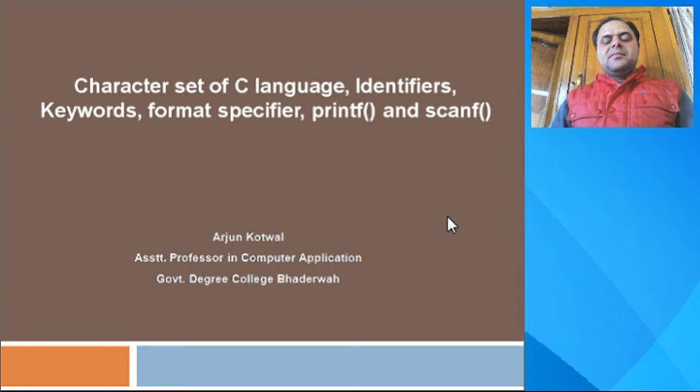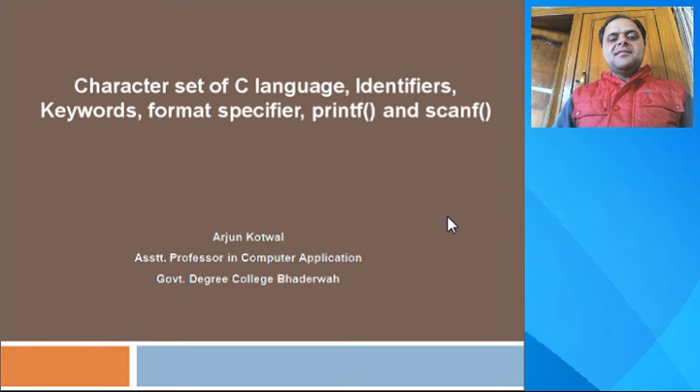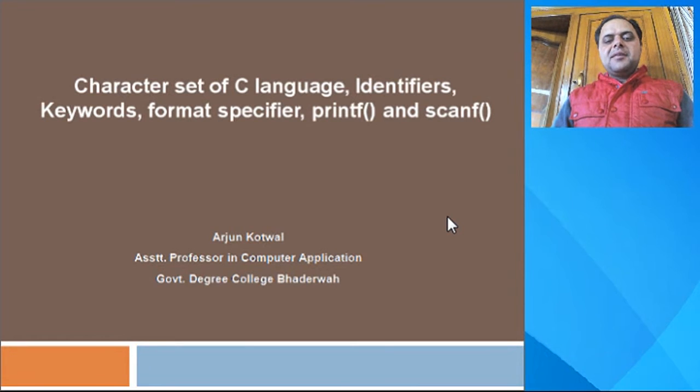Hello students, in today's lecture we will discuss characteristics of the character set of C language, identifiers, keywords, format specifiers, printf and scanf. So we will discuss one by one.